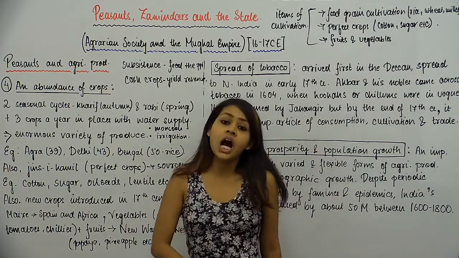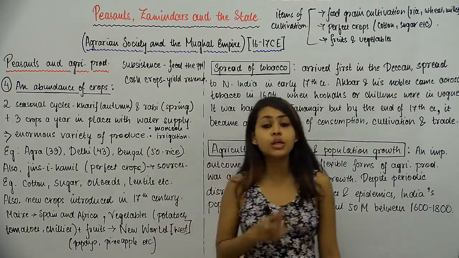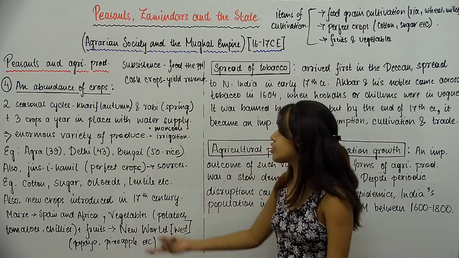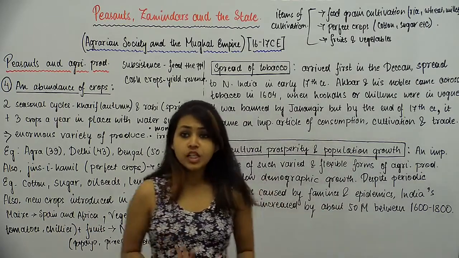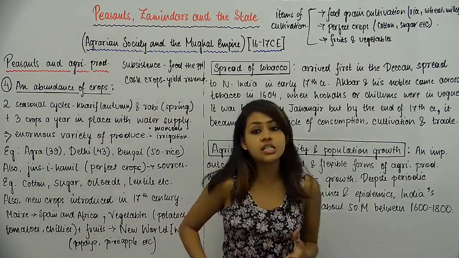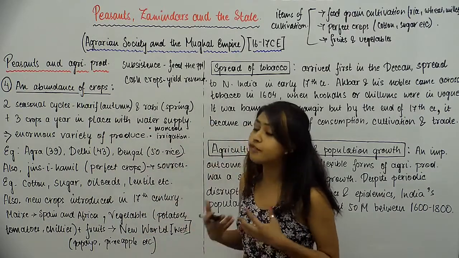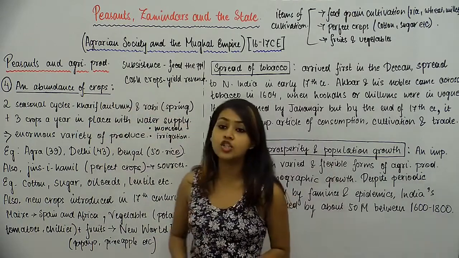And then we come to know that certain new crops came to our country which weren't being grown earlier, and these happened to be like maize, which was introduced from Spain and Africa, and then vegetables and fruits. So we study this under the fourth subtopic, which is an abundance of crops. And so this is like the last topic under peasants in agricultural production.